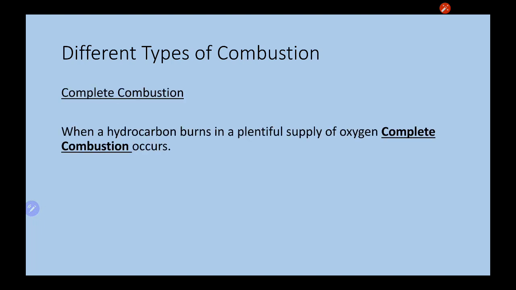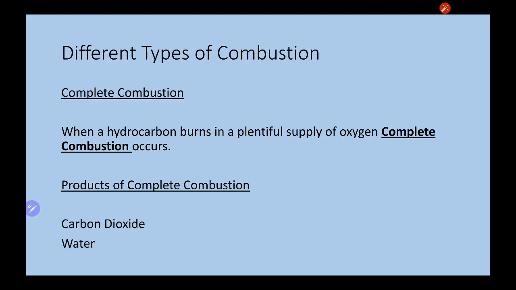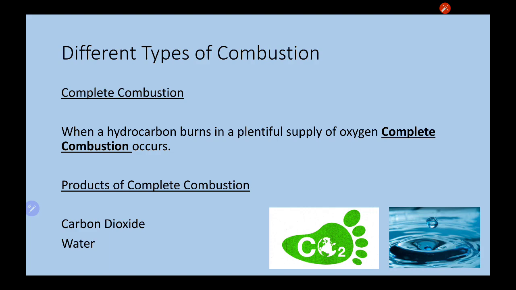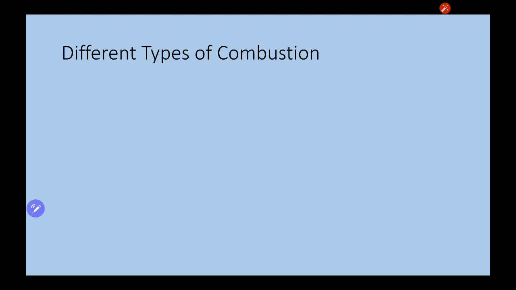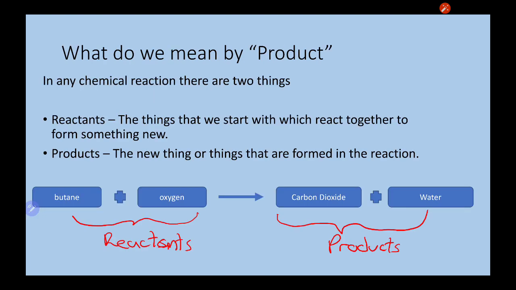So complete combustion is when a hydrocarbon burns in a plentiful supply of oxygen. In other words, there's lots and the whole fuel can react. And when that happens, you get two products formed. You get carbon dioxide and you get water. And if we have a look back at the last slide, you will see that's exactly what I had here. So I assumed complete combustion when I wrote this, and I said that I was getting carbon dioxide and water out. Okay?